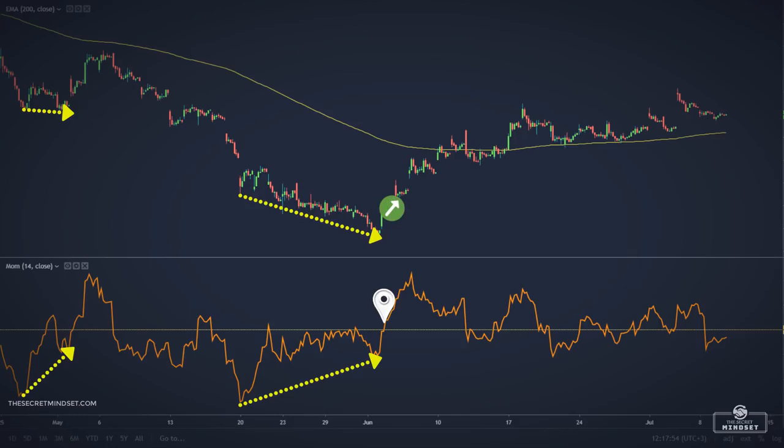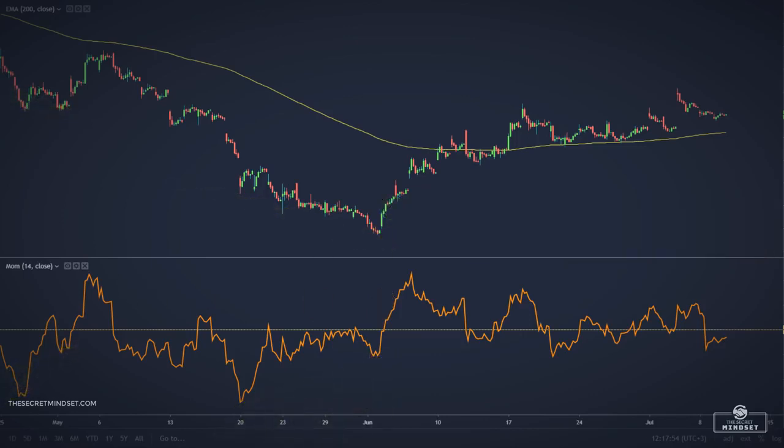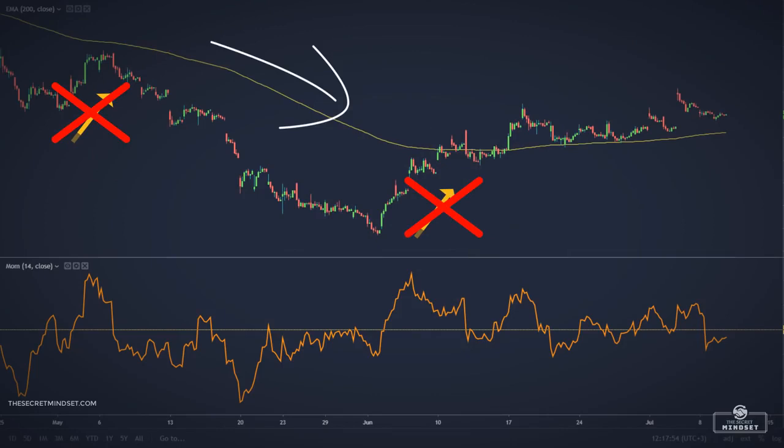However, I trained myself to ignore the signals that aren't in line with the main trend. I lost a lot of money entering counter-trend positions, and this technique will save you a lot of bad entries, which at the end of the day are contrary to the primary trend. I want to ride the main trend, and all the setups that occur in the opposite direction will be ignored.